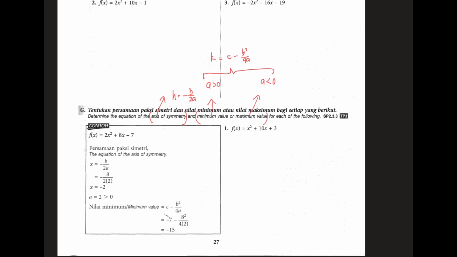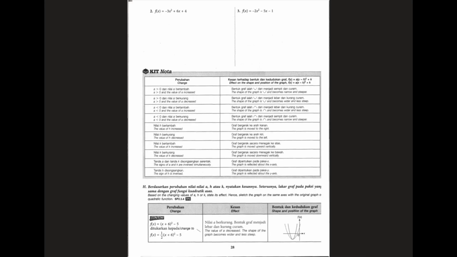Okay, so let's move on. Over here, I think this one I leave it for next time, as there is too much information here. So I just leave it for next time. Okay, now it's your turn to practice.